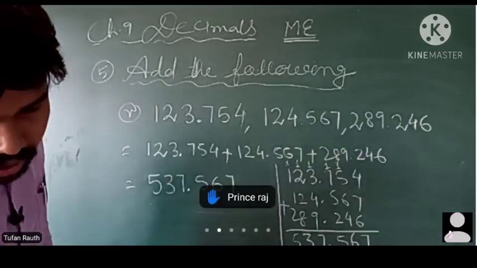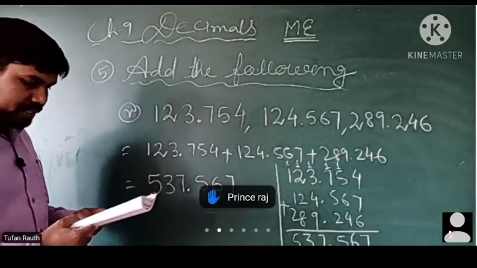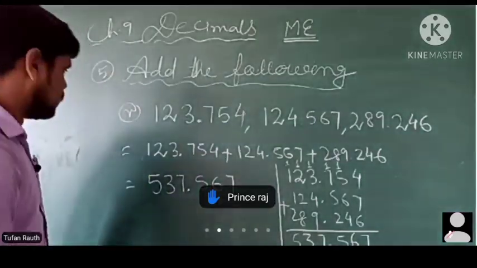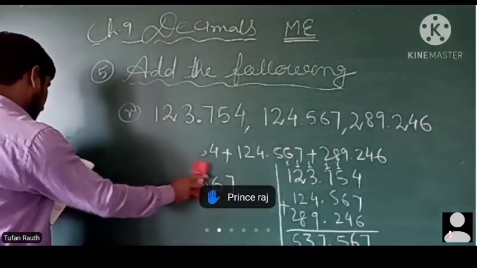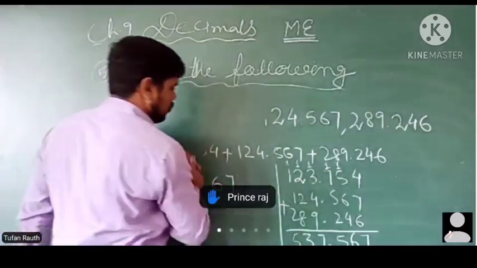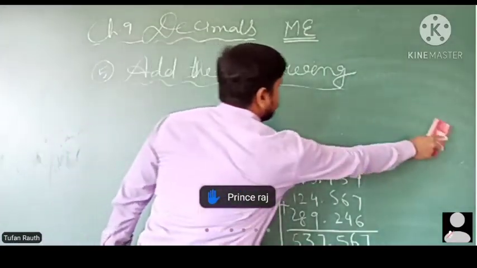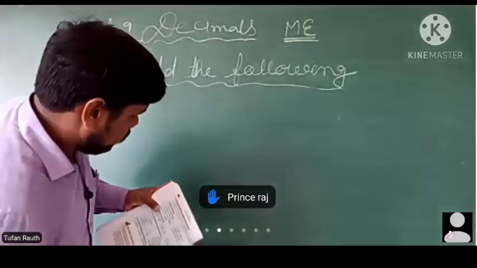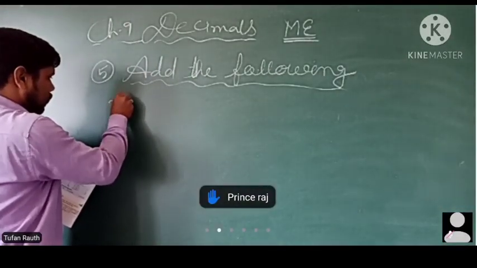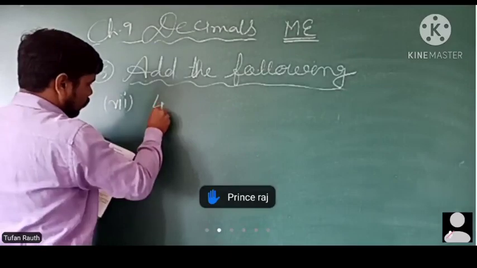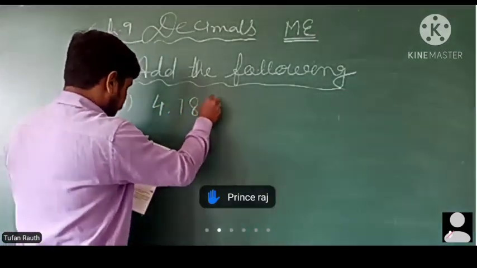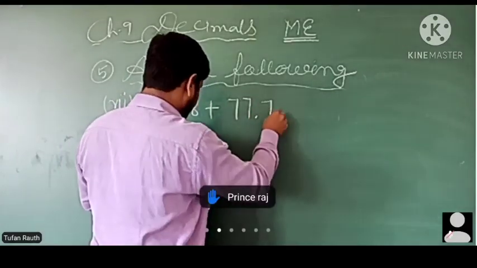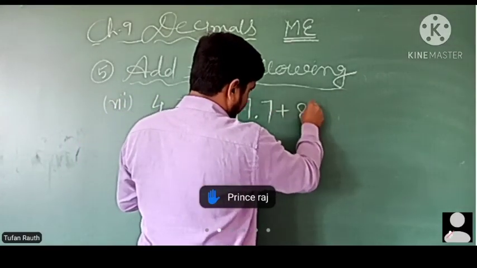Okay. Let us take one more addition which is slightly different, the last one, the seventh one, which is the last addition of this question. So let us see this one. The seventh one I am talking about: 4.78 plus 77.7 plus 88.281.